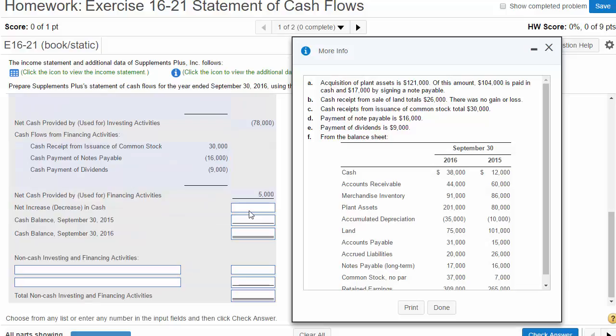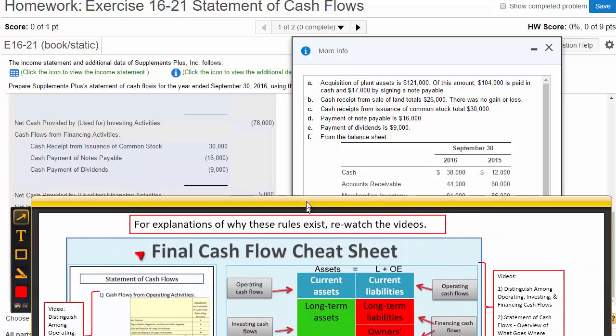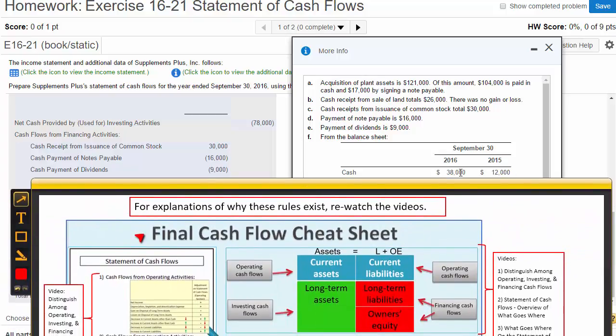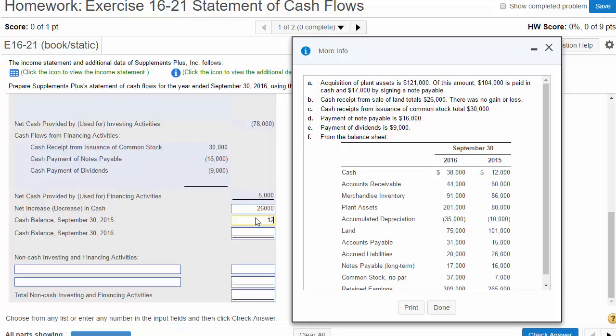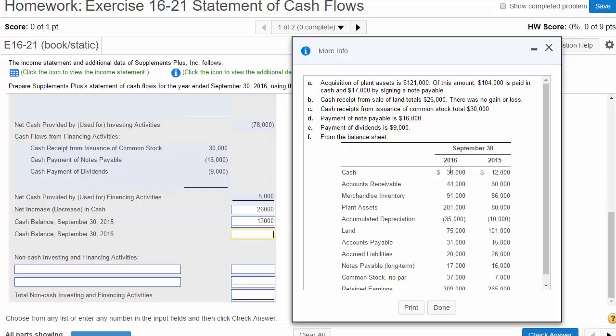Okay, and now down here, we're going to have the change in cash, and then we need a beginning and ending balance. So if you look here, here's our cash. Let me use a straight edge. Looks like cash increased $26,000, so that's a positive. And here we want our beginning cash, which is $12,000, and our ending cash, which is $38,000.